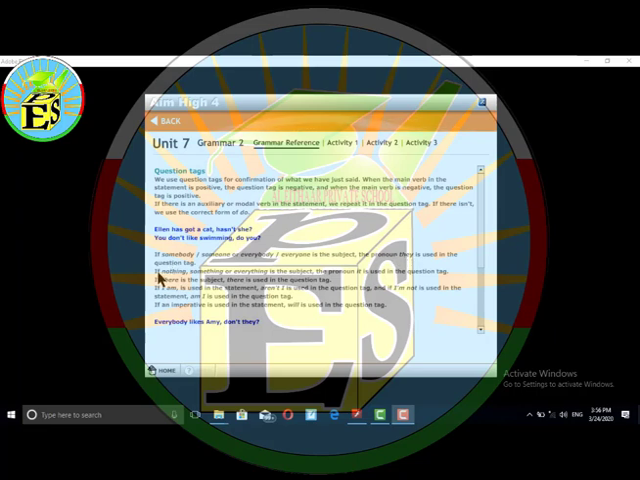Second tip. If nothing, something, or everything is the subject. All 3 words refer to things. When one of them is the subject of the sentence, the pronoun it is used in the question tag.